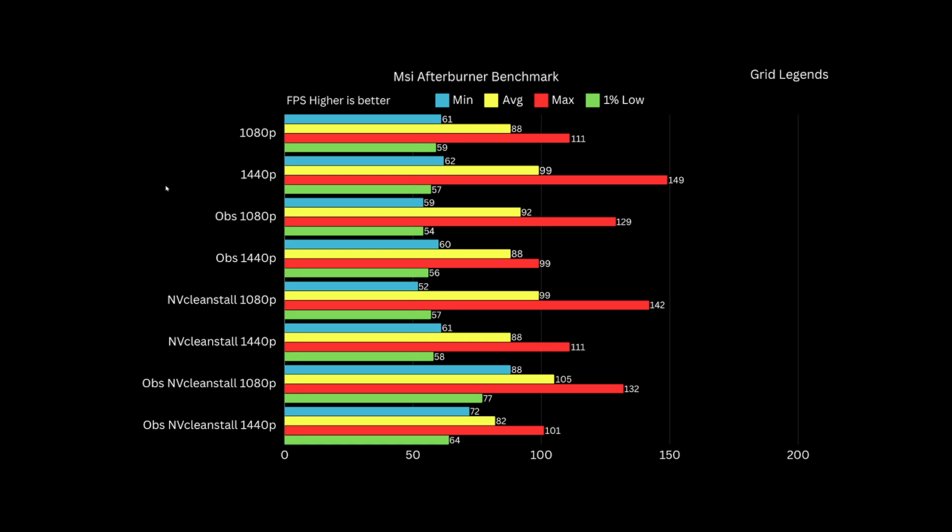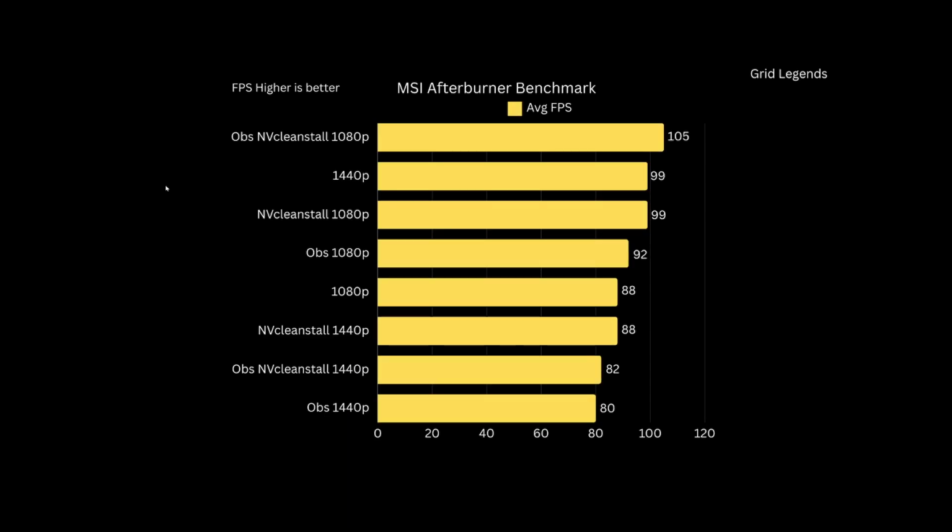So let's now move on to our last benchmark chart. And for the average frames per second, while using OBS after the install at 1080p, came out tops at 105 frames per second. Just with the 1440p was 99, and after the install 1080p was 99 frames per second.